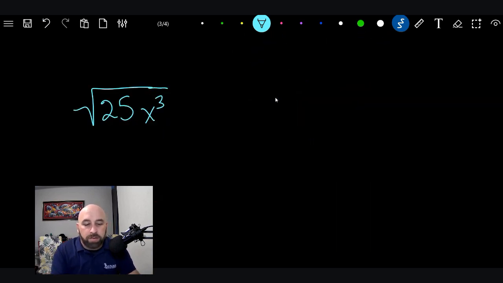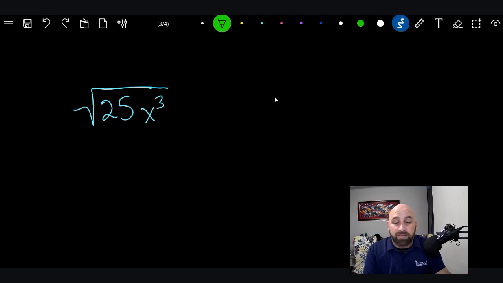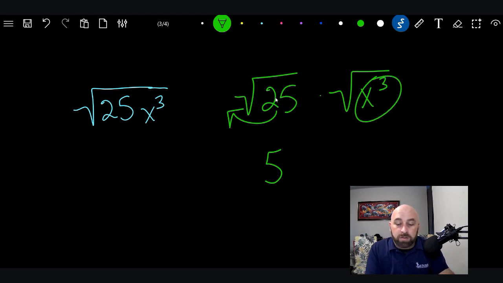All right, here we go. This one, now, we have a perfect square right there. Interesting. So we don't even have to divide that one out. So when we do 25 and x cubed, 25 just solves out. It's just 5. That one's easy. Nothing to do there.